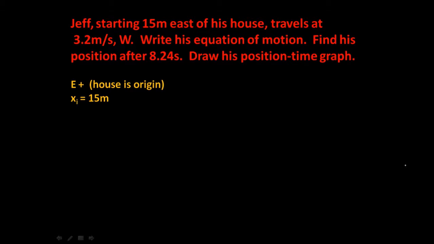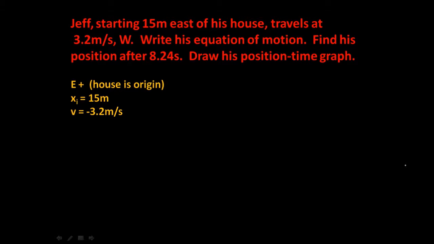Now we start listing the variables that we know. His initial position is 15 meters east of his house. I write that just as positive 15 meters because east is the positive direction, so that implies east. His velocity is negative 3.2 meters per second. Notice the minus sign indicates that it's to the west. We don't have to write west. The minus sign takes care of that for us. And believe it or not, that's all we know. Now we do have one question that involves 8.24 seconds, but that doesn't have to do with the equation of motion. So we're done listing variables.